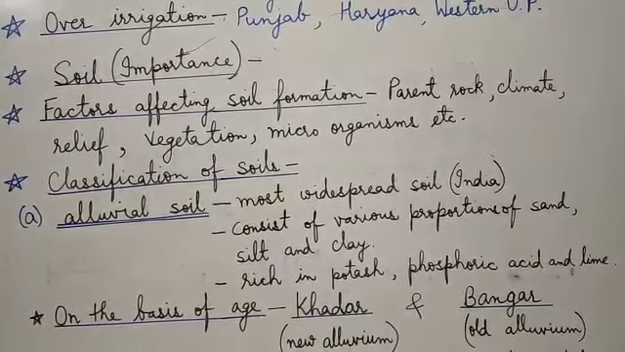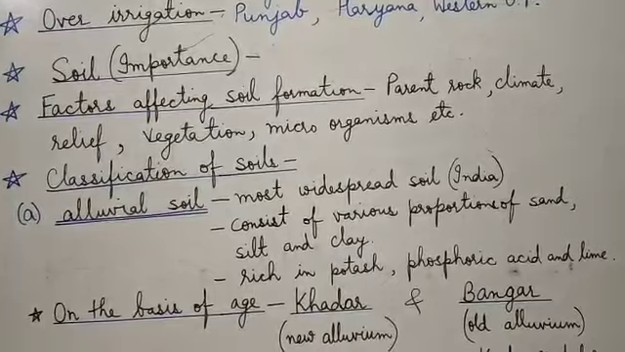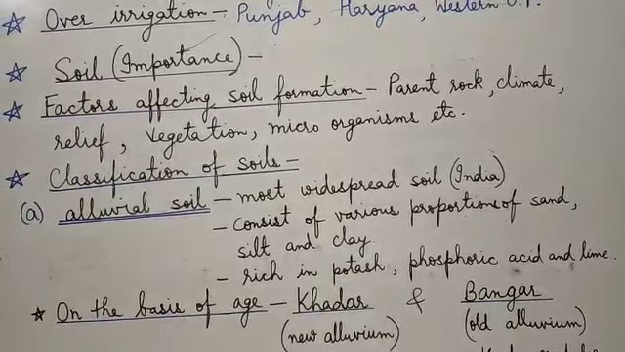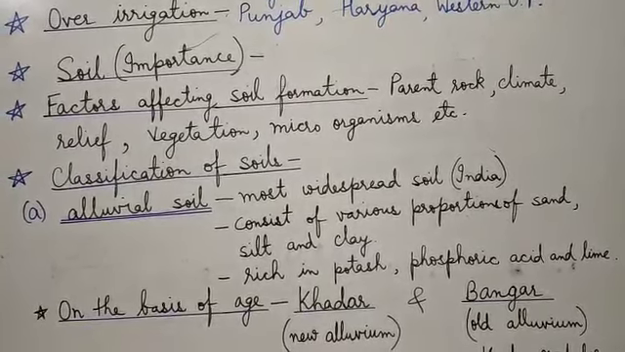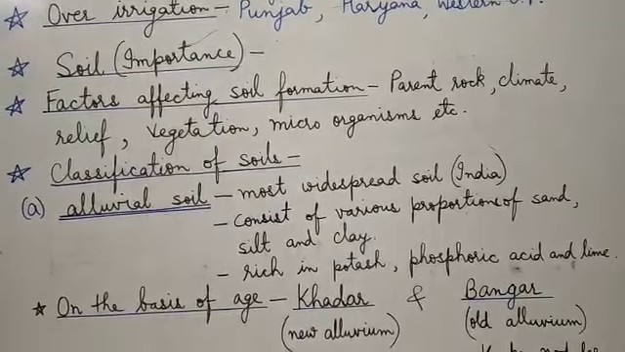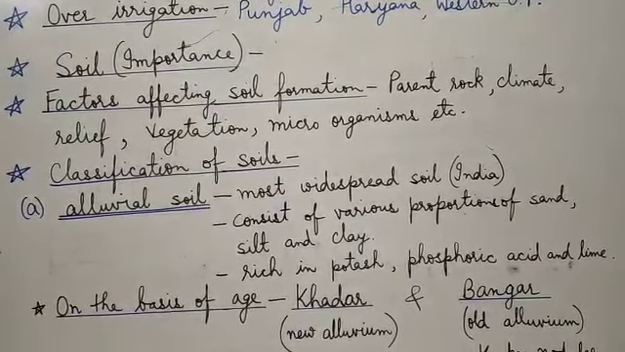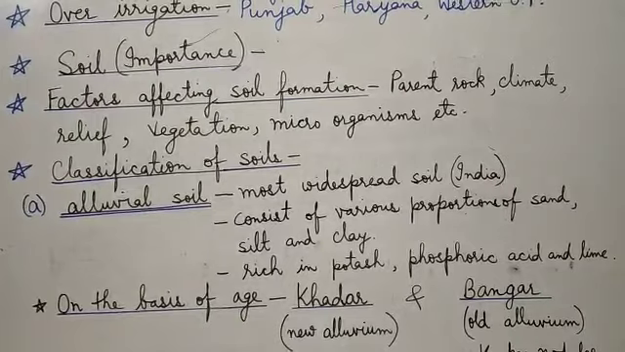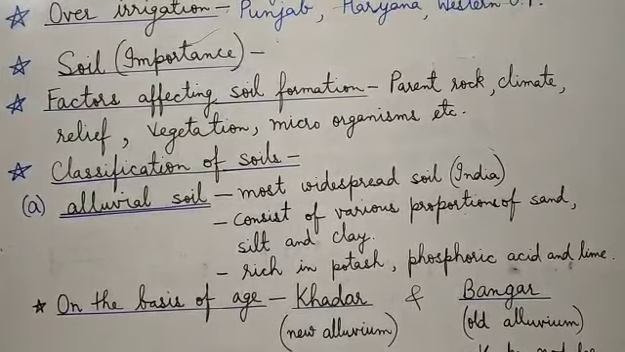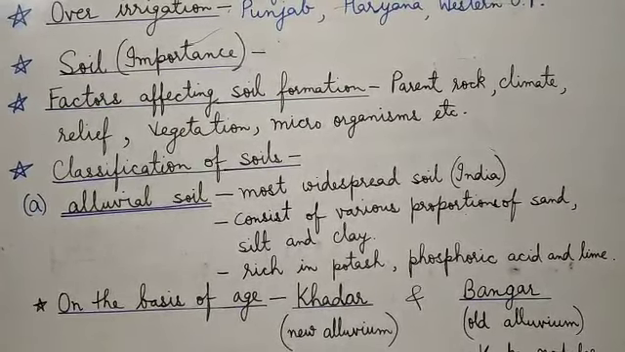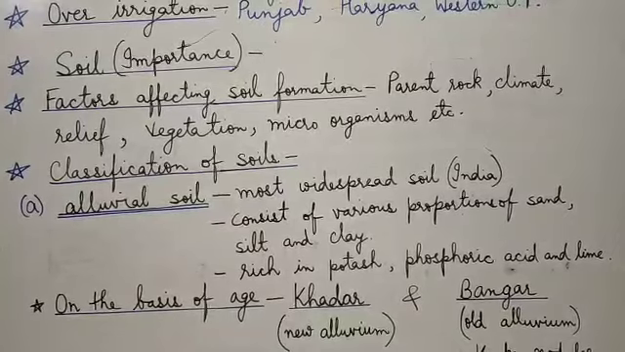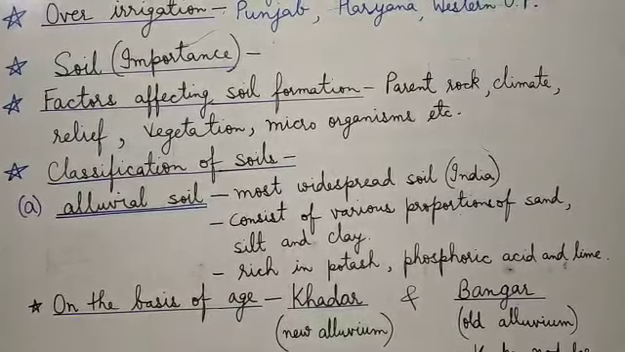Now which are the factors responsible for soil formation? We know soil formation is a lengthy and slow process. The factors responsible for soil formation include parent rock, climate, and in climate there are two components, temperature and rainfall, then relief, vegetation, microorganisms.